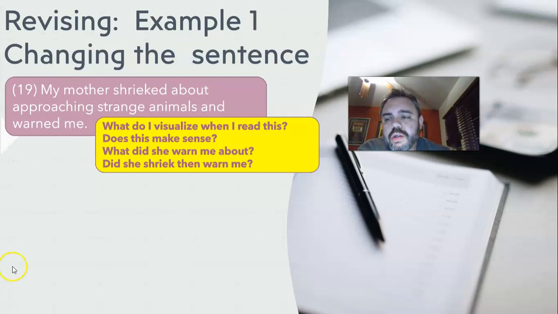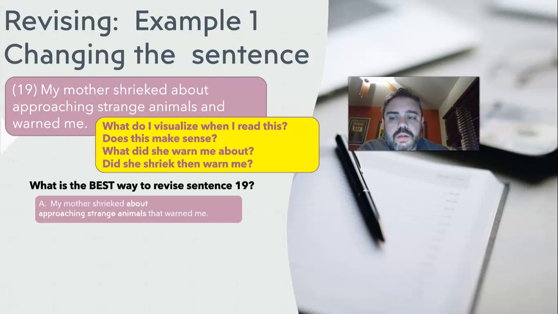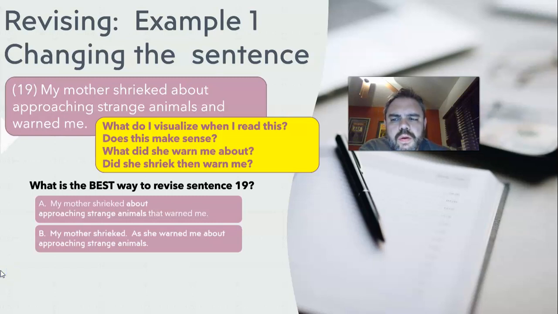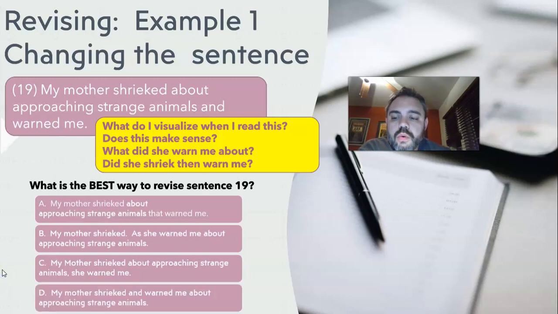Okay, so let's take a look at the way we're going to ask you the question here. What is the best way to revise sentence 19? Is it A, my mother shrieked about approaching strange animals that warned me? B, my mother shrieked as she warned me about approaching strange animals? C, my mother shrieked about approaching strange animals. She warned me. Or D, my mother shrieked and warned me about approaching strange animals?